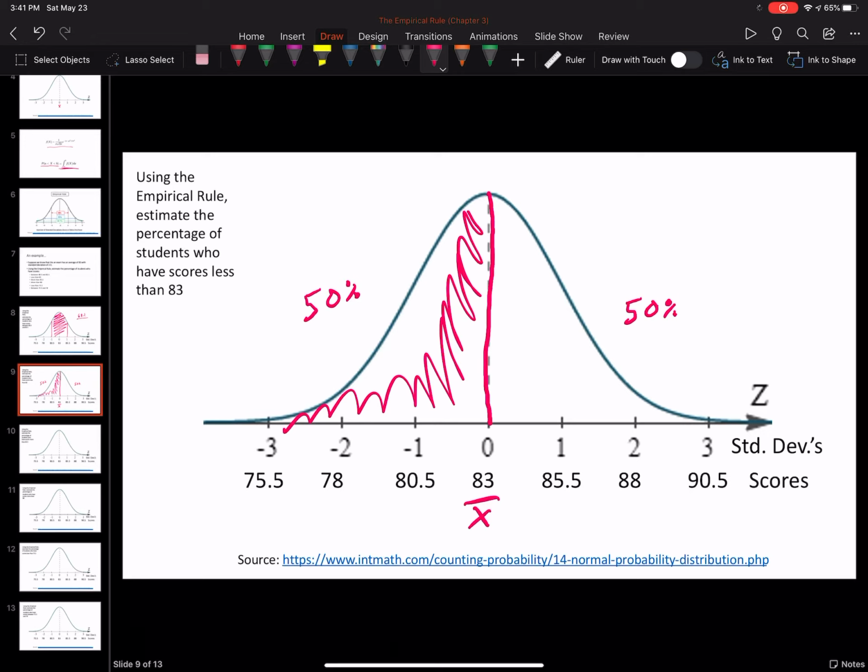So this hopefully gets us into the mix of using the empirical rule. In the next video, what we're going to do is we're going to look at the next 4 examples, which get a little bit more complicated and allow us to do some adding and subtracting of the different areas.